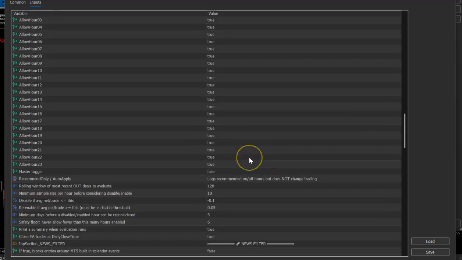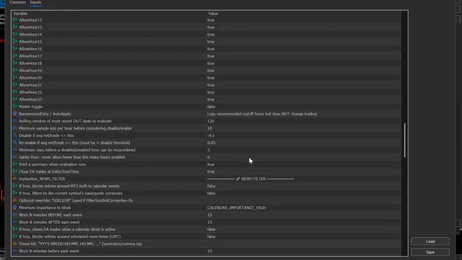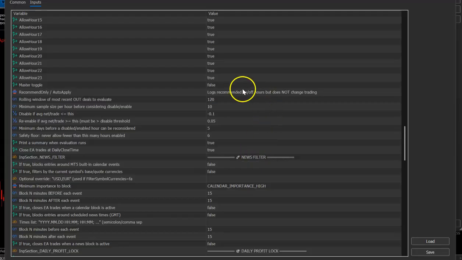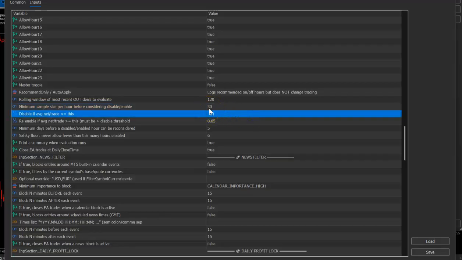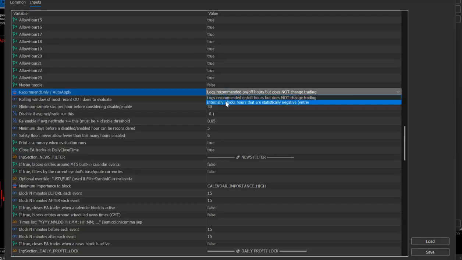Now, this part here is the part after it gets at least 10 trades per hour. I actually put that at 30 for automation. So at least 30 trades in every single hour. We can then start blocking hours that are statistically negative. So it automatically starts taking out the bad hours and keeping the good hours in, the most profitable trading hours.